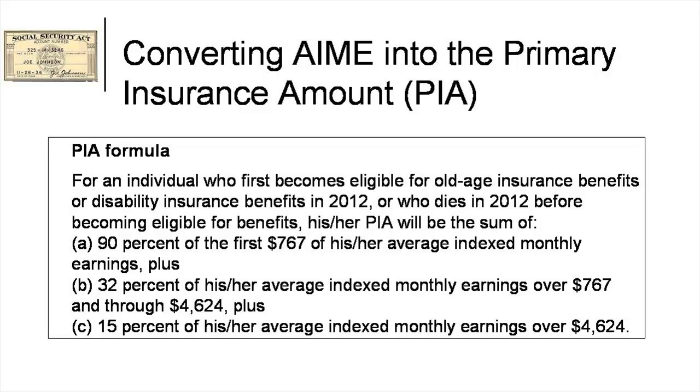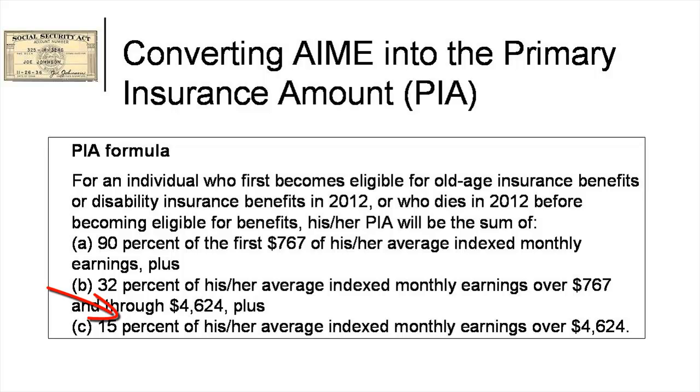The average index monthly earnings figure is converted to the individual's primary insurance amount by applying a series of multipliers to successive levels. These graduated multipliers are designed to produce relatively higher benefits in relation to earnings for low earnings workers than those with higher amounts of AIME. The very first band of AIME generates a 90% return in PIA, while incremental indexed earnings at the very top band only generate a 15%.